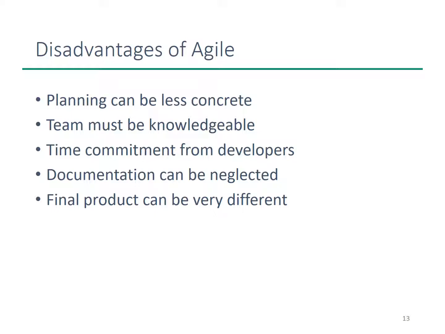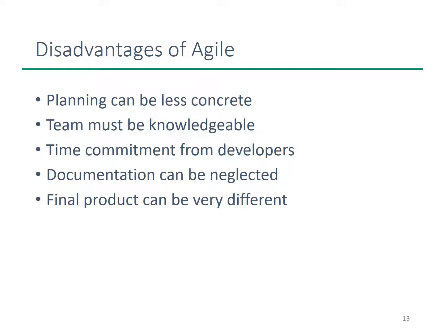Team must be knowledgeable. Agile teams are usually small, so team members must be highly skilled in a variety of areas. They also must understand and feel comfortable with the chosen Agile methodology. Time commitment from developers. Agile is most successful when the development team is completely dedicated to the project. Documentation can be neglected. The Agile Manifesto prefers working software over comprehensive documentation. So some team members may feel like it's not necessary to do the comprehensive documentation. So Agile teams should find the right balance between documentation and discussion.